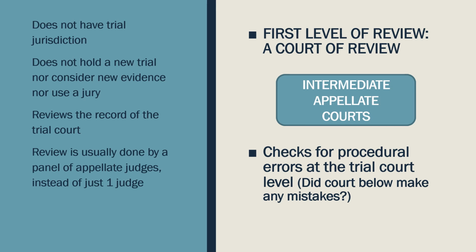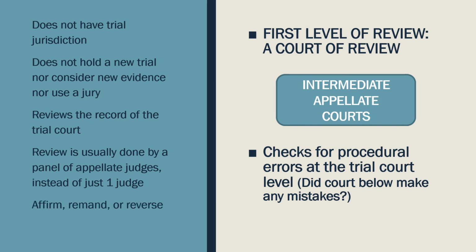At the intermediate level, we don't have one judge who's looking at the record of the trial court below them. Rather, what you're probably going to see is a panel of judges, perhaps a panel of three. Three is typically what you'll see, whether you're talking about state level or even the U.S. federal level. You're looking at typically a panel of three judges who review the record of the trial court.